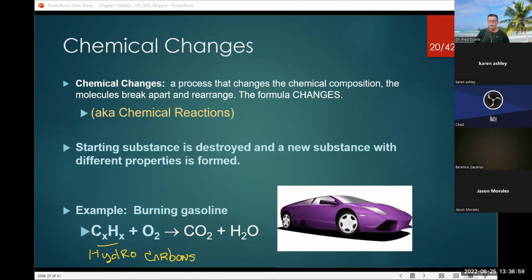This is also an introduction to one of the six chemical reactions that we're going to eventually talk about. This is called a combustion reaction. A combustion reaction consists of reacting a hydrocarbon, which is a compound made up of nothing but carbon and hydrogen. X can vary in number. The smallest hydrocarbon is one carbon and four hydrogens, which is methane.